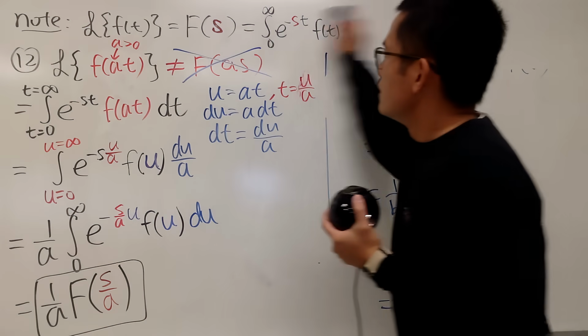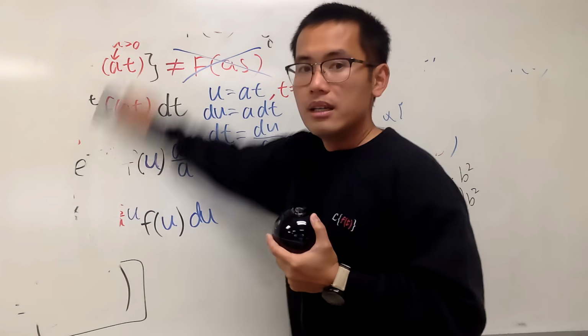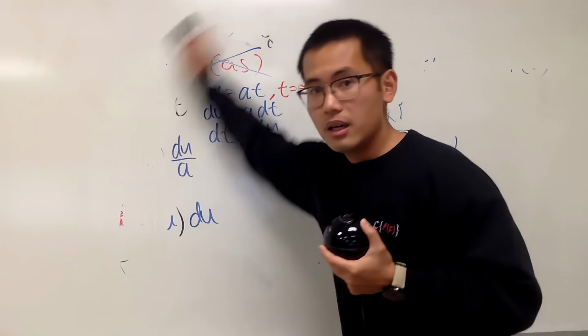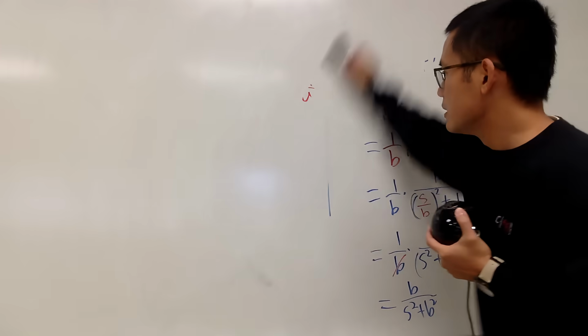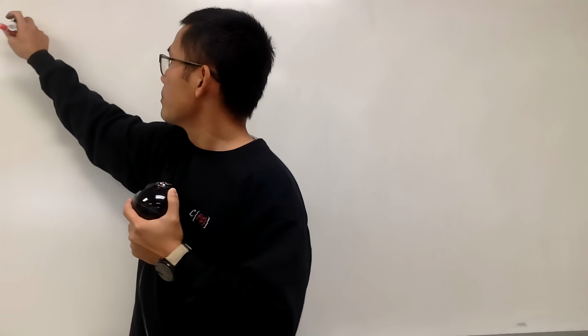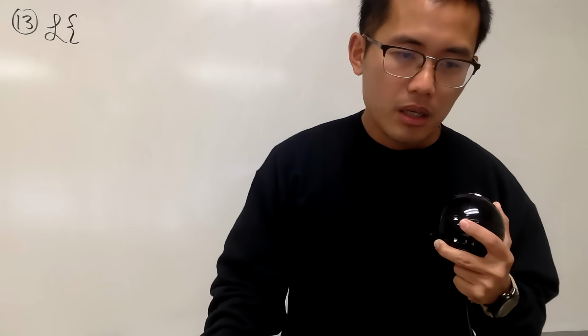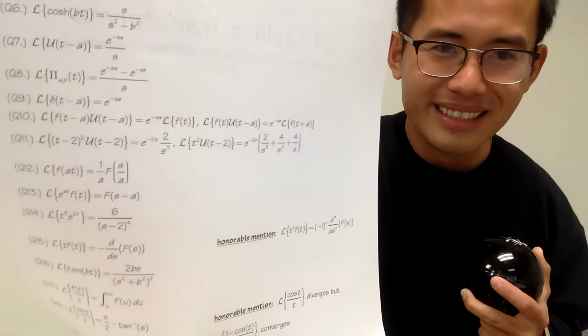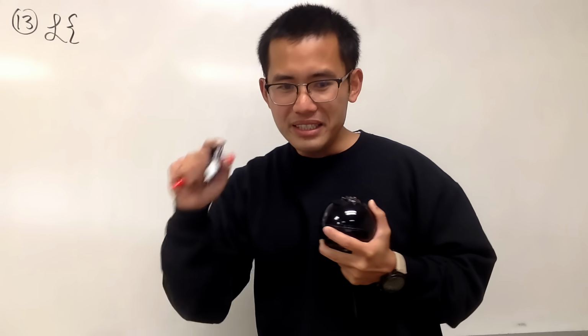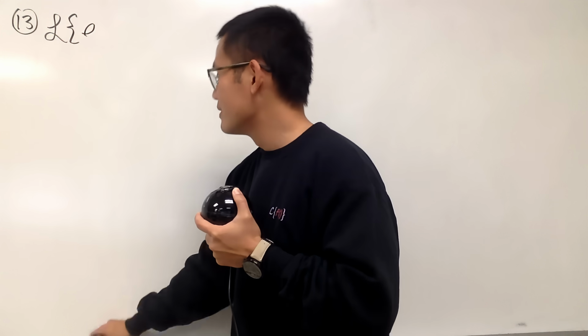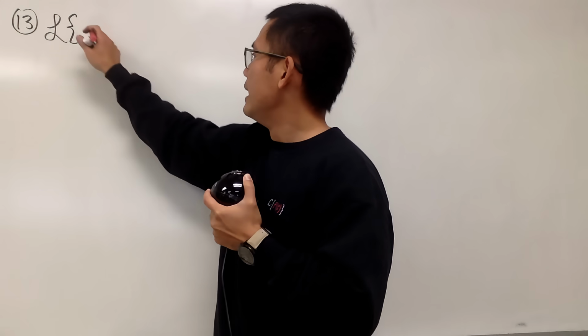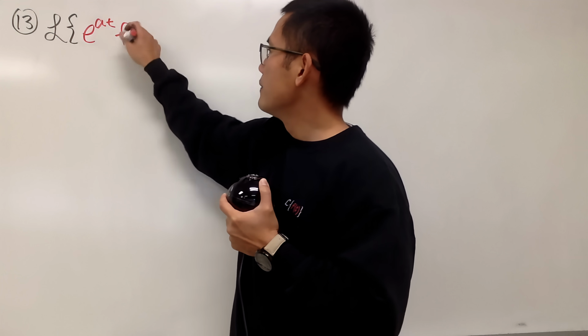All right, so number 13. And again, the capital F of s is just the result of the Laplace transform of the little f of t. Number 13, we're going to multiply by something else. So number 13. Laplace transform of e to the at, e to the at. So it's e to the at, this is e to the at, f of t. So you have e to the at, that's again, color, right? e to the at, f of t.